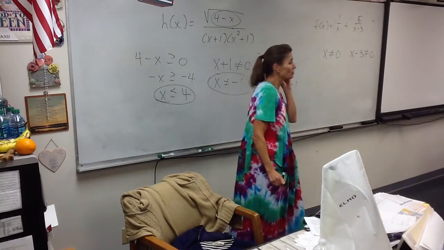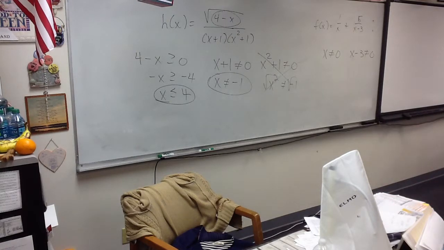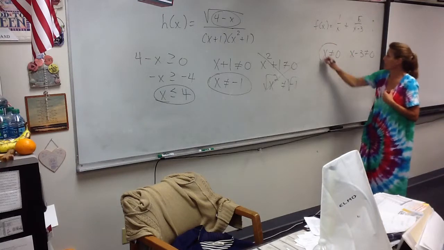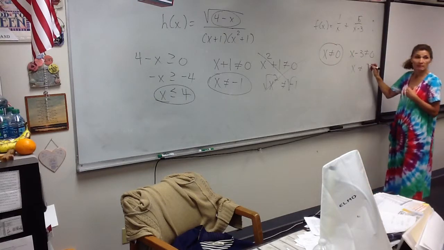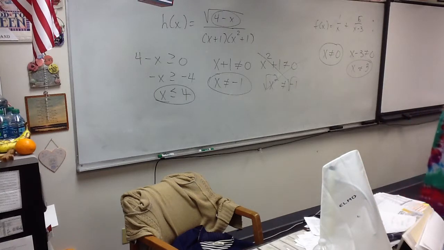Kids, that's all there is to it. When you are talking domain, there are 2 things you have to worry about. The denominator can't be 0. So I wrote that down. If I had a radical, whatever is under it has to be greater than or equal to 0. But I don't have one. So what's my answer, Suzanne? It's real easy. X can't be 0, and x can't be 3. That's it. That's your answer. That's the domain.